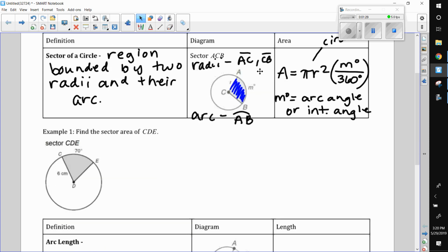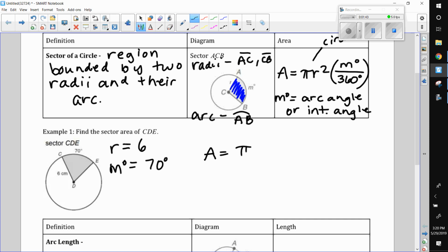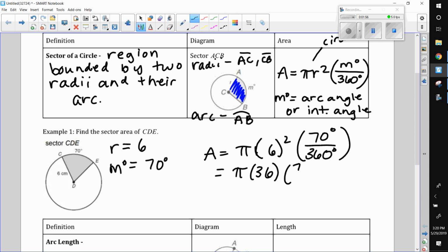So as I look down at an example using this formula, which is going to be given to you, I see that I have find the sector area of CDE. So I want to use the formula. I see that R is going to equal 6 and that the measure of my arc is 70 degrees. So I plug it into my formula. Pi r squared, so 6 squared is 36, times 70 over 360.